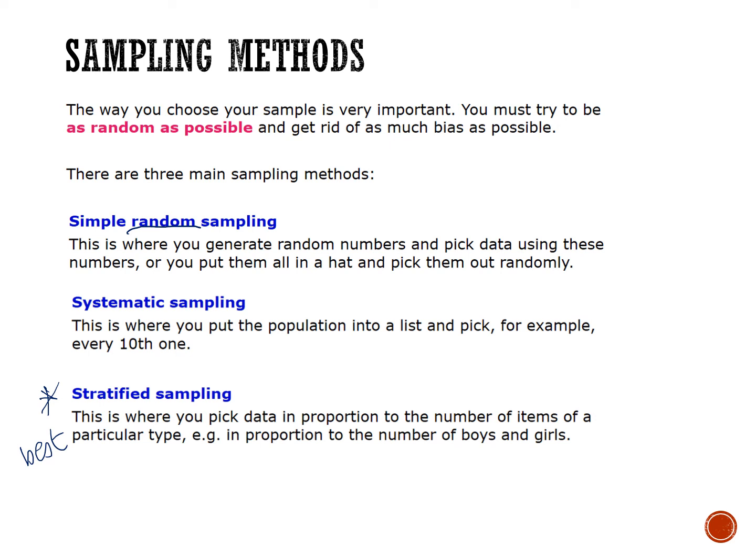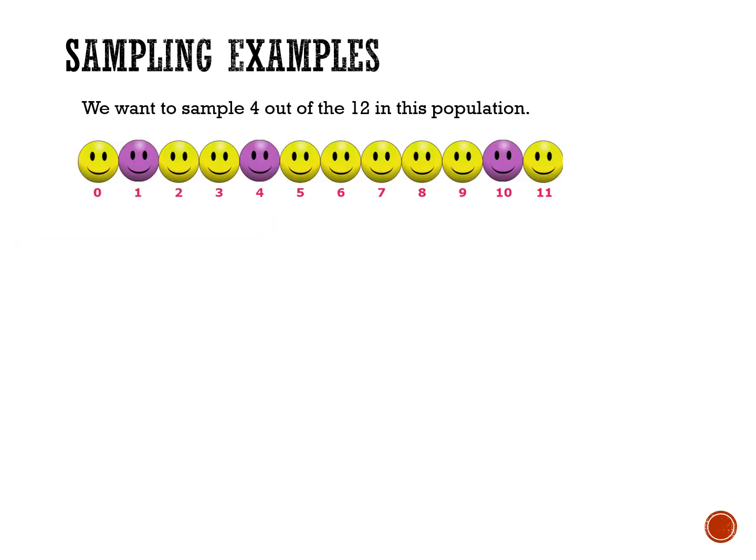Okay, so that's your three main ones that you need to know. This one is simple, but can be not representative. Systematic again, it's got a little more behind it, but that could end up not being representative, whereas stratified is the best one. Okay, so let's have a look at just making sure you've understood how those work.